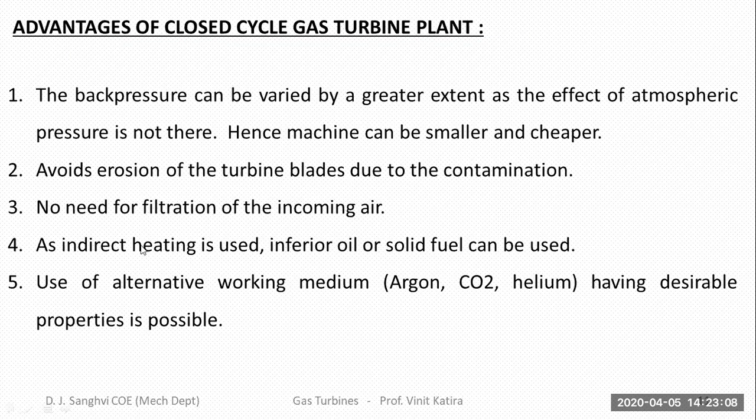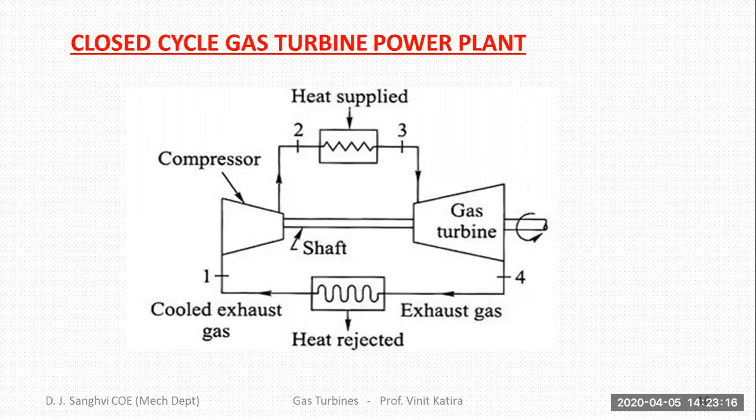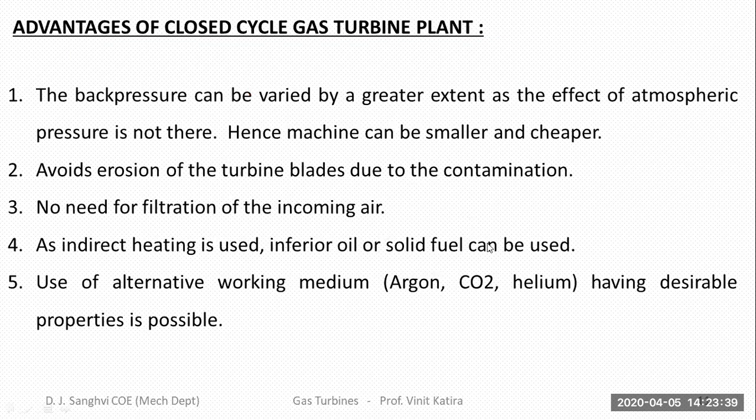Next point is that as indirect heating is used, inferior oil or solid fuel can also be used. As I mentioned, your heat is being supplied by an external heating medium. So here you can easily use an inferior grade of oil. For example, you can use heavy fractions of diesel, which are of course cheaper to procure. You can use inferior quality oil or solid fuel also, but the heating process for solid fuel is going to be extremely slow.